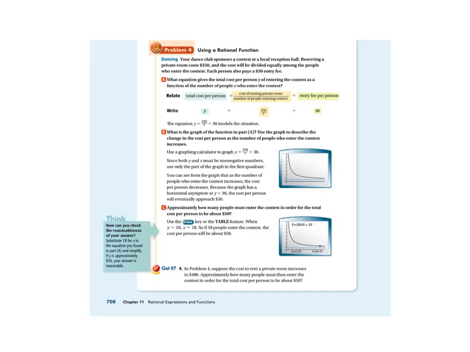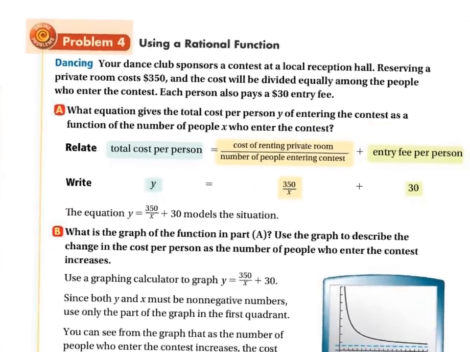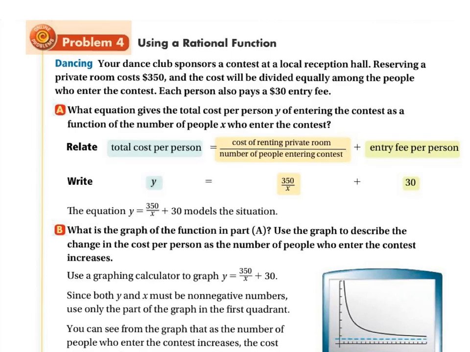Problem 4, they are doing an application of these rational functions. Your dance club sponsors a contest at a local reception hall. Reserving a private room costs $350, and the cost will be divided equally among the people who enter the contest. Each person also pays a $30 entry fee. First of all, what equation gives the total cost per person, y, of entering a contest as a function of the number of people, x, who enter the contest?